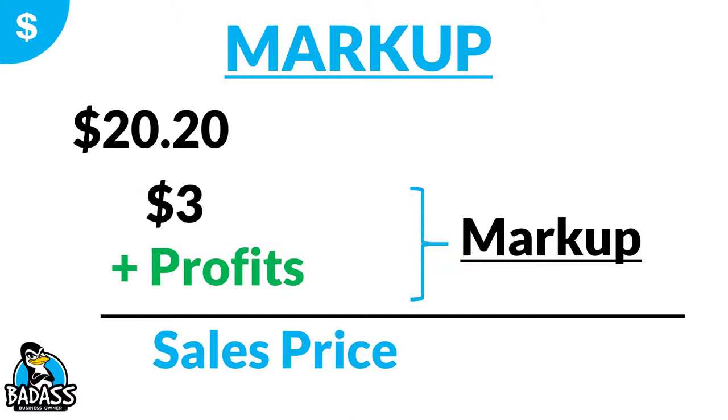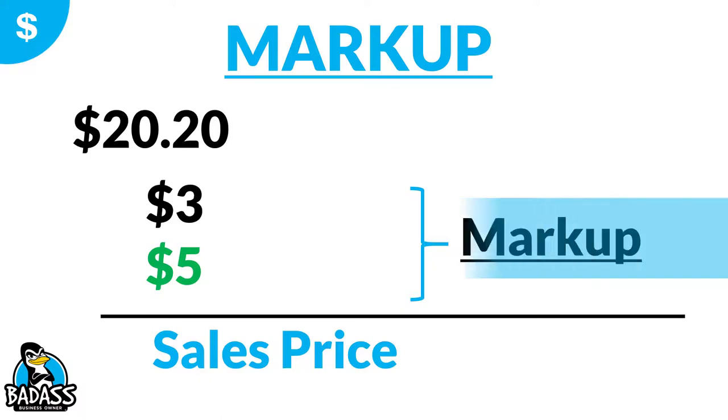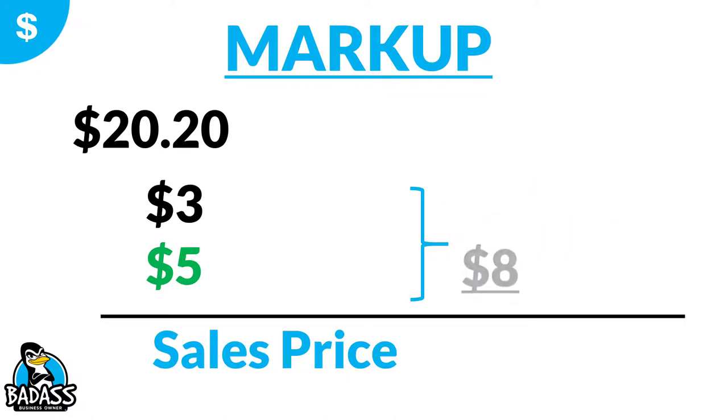Now, the next thing the business owner has to decide is how much profit they want to make off of each birdhouse. Well, they're already being paid as an employee, so they've got some of that money set aside. But the next thing is they're like, hey, I want to make $5 on every birdhouse. So we're going to take this profit section here and switch it over to $5. Now, you probably have gathered that the markup, they're going to mark up their birdhouse by $8. It's going to be the $3 plus the $5. So the markup on the birdhouse is $8.